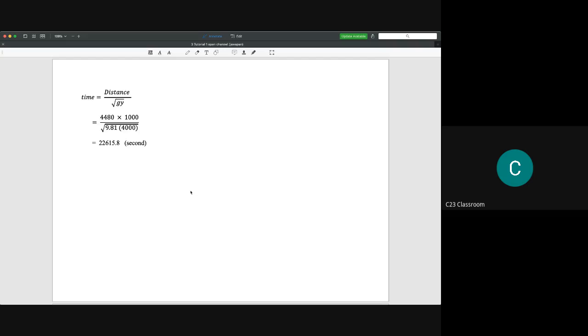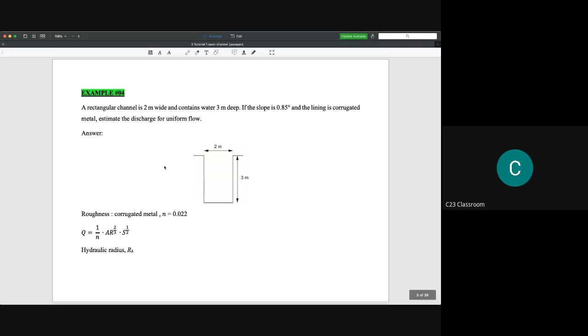Okay, next. For example number 4 here, we have a rectangular channel 2 meters wide and containing water 3 meters deep. If the slope is 0.85 degree and the lining is corrugated metal, estimate the discharge for uniform flow. First, we imagine the open channel like this. The width is 2 meters, the depth is 3 meters, and corrugated metal means the roughness of that open channel. So we need to see a table for that roughness.